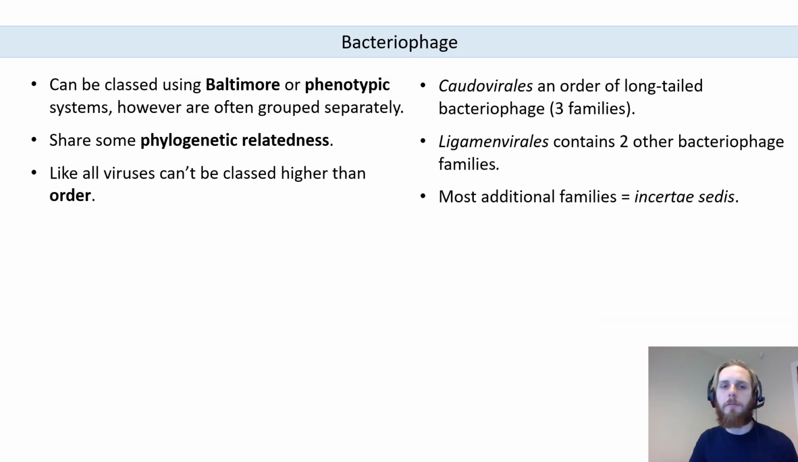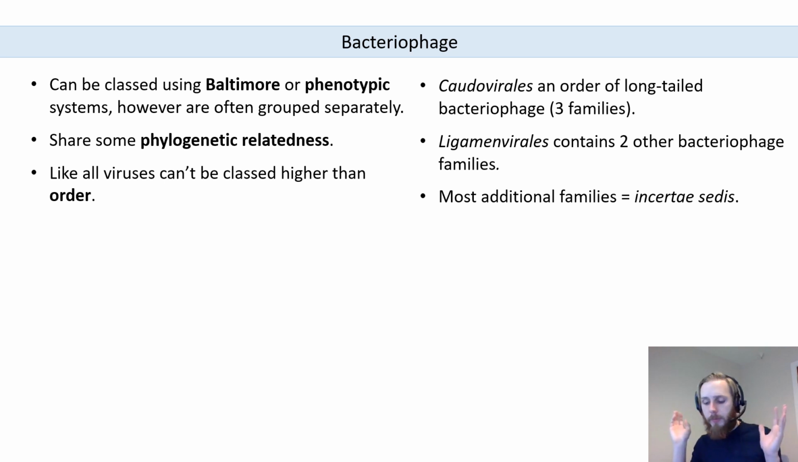So bacteriophages, as we've said, are viruses, so they can be classed based on their phenotype, or they can be classed by the Baltimore classification system. They do share phylogenetic relatedness. However, like other viruses, they can't be mapped onto the tree of life. You can't class them higher than order. And again, this is something we've talked about for the other viruses, and it applies to the bacteriophages too.